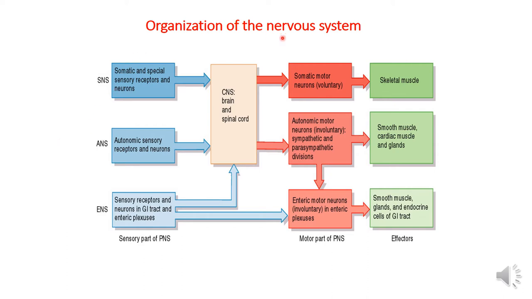Functional organization of the nervous system. The nervous system can be classified physiologically into somatic nervous system, autonomic nervous system, and enteric nervous system. The somatic nervous system is the part of the nervous system that produces regulation of skeletal muscles. It receives somatic motor neurons, or somatic efferents, and these somatic efferents arise from the brain and spinal cord. From the spinal cord, they arise from the anterior horn cells, and from the brain, they arise from the somatic motor nuclei of the brain stem.